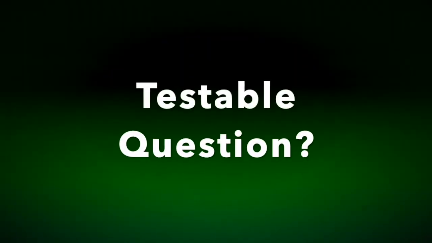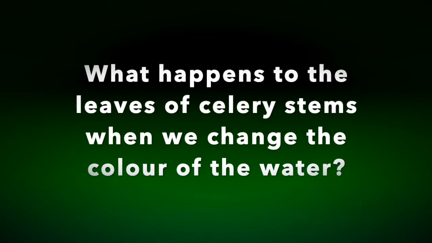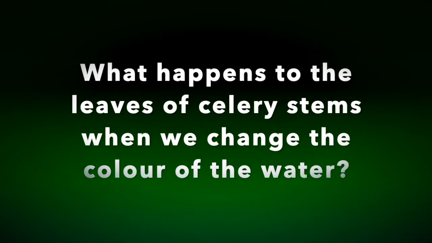The first science experiment under the content strand Living World is in line with the early stage 1 syllabus. We're going to be looking at the testable question, what happens to the leaves of celery stems when we change the colour of the water? The first thing that we do before we actually do the experiment is to make a prediction. We're going to ask the early stage 1 students what they think is going to happen to the celery.